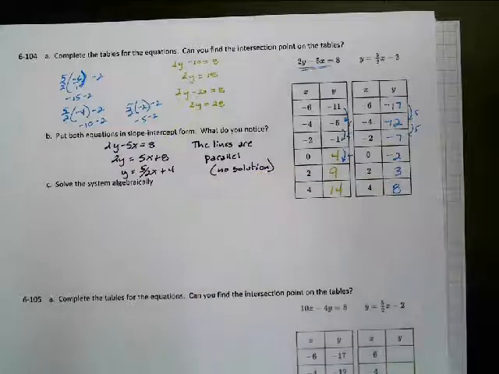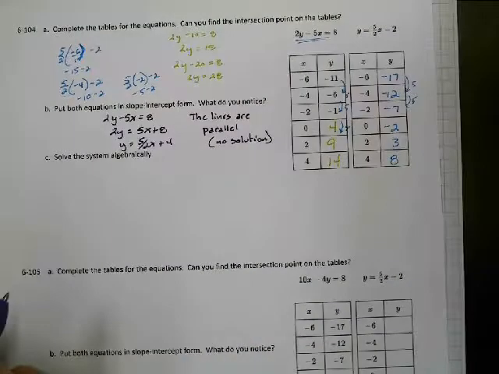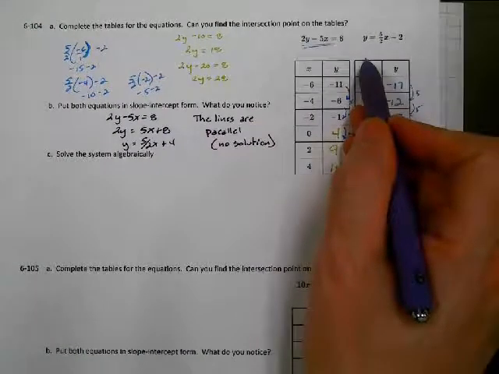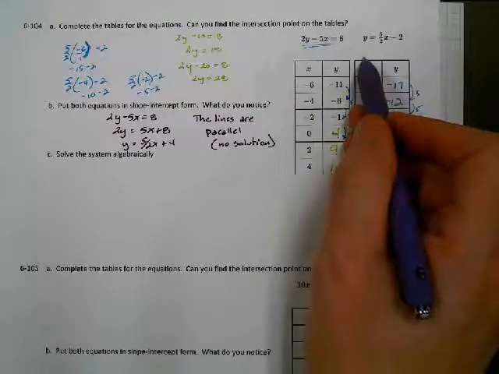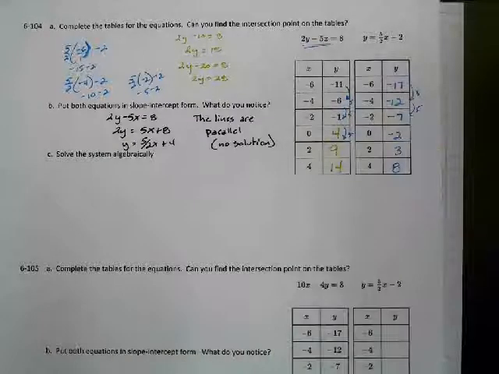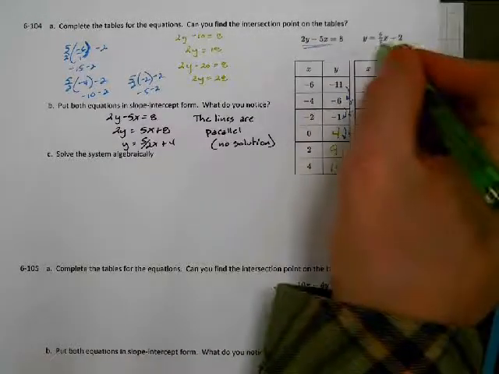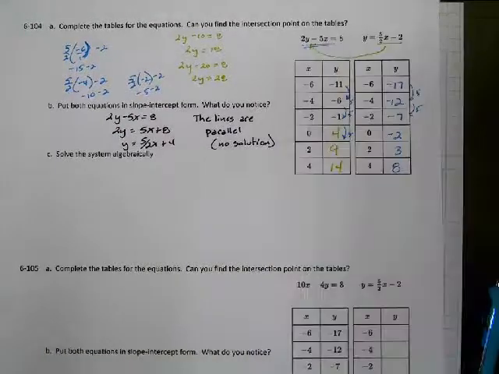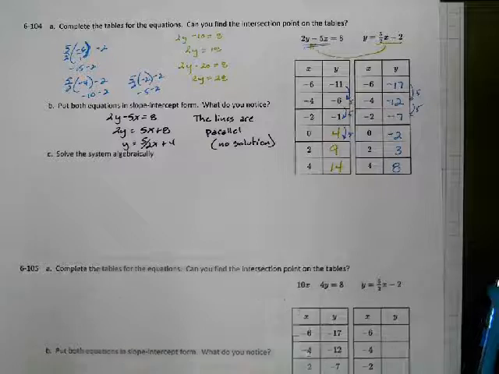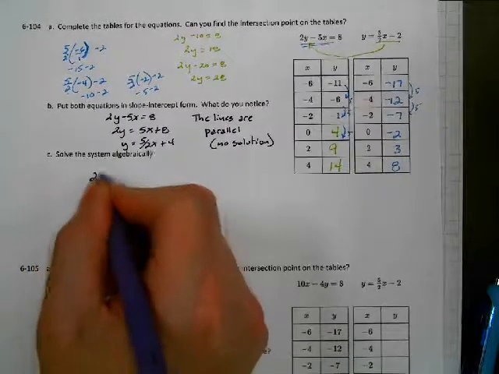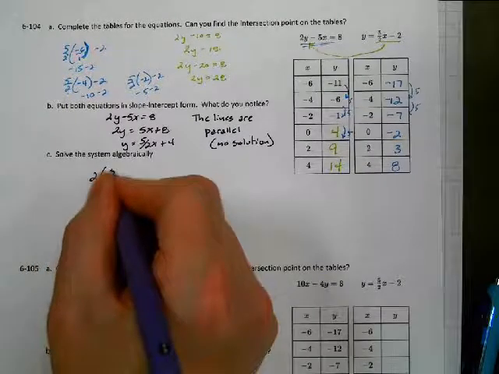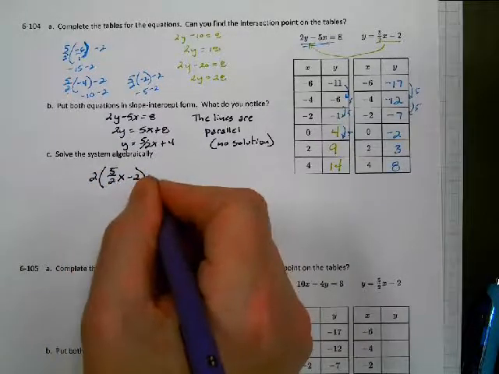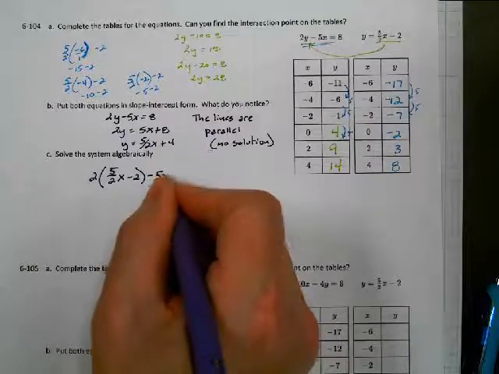Now the way that this is set up, I would probably end up using the substitution method because I've got one of my variables isolated. So I'm going to plug that in here for y. So I'm going to get 2 times 5 halves x minus 2, minus 5x equals 8. So I just plugged in y to that one.